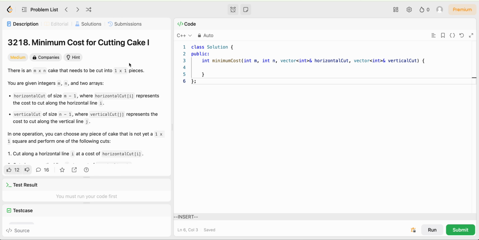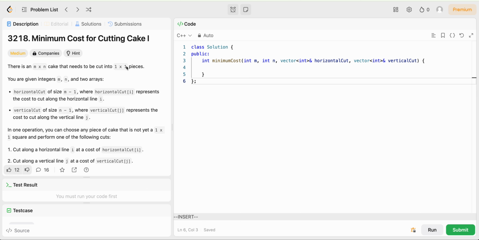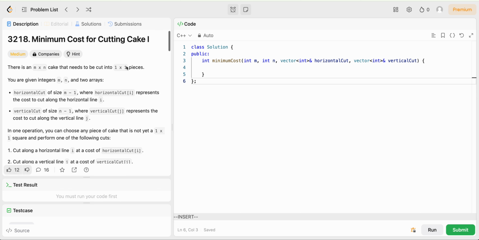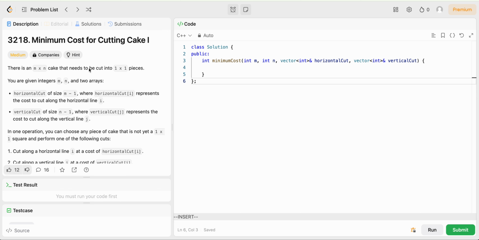Hello everyone. Today let's work on LeetCode 3218, the minimum cost for cutting cake. This is version 1, and this is a little bit complicated problem. So let's first read what the problem is about.